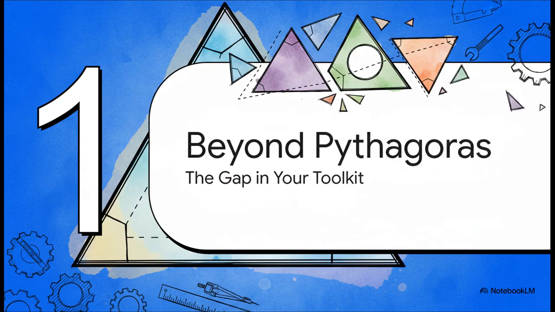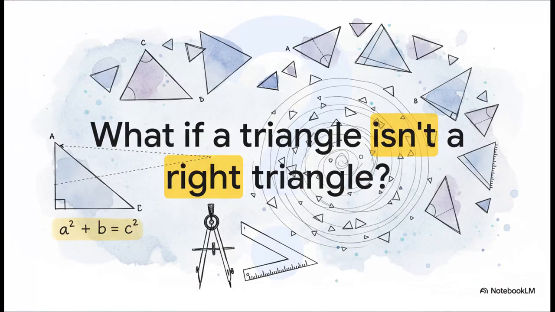We're going to start with something you already know really well and show you exactly where it falls short. You know the drill, right? Pythagorean theorem. A squared plus b squared equals c squared. It's awesome, but it's got one huge catch. It only works for right triangles. You know, the ones with that perfect 90-degree corner. So what about literally every other triangle out there? What do we do then?